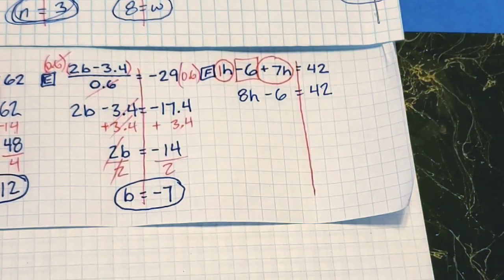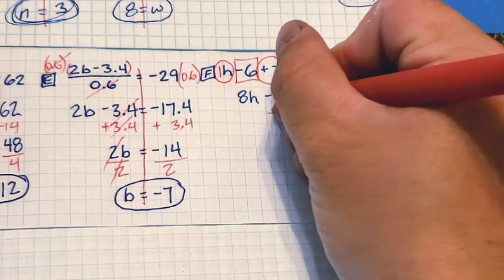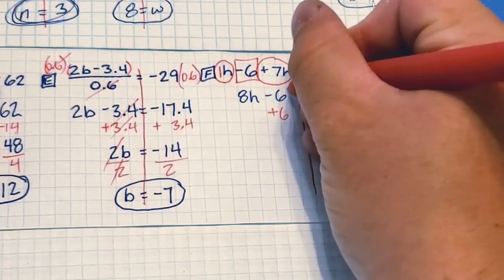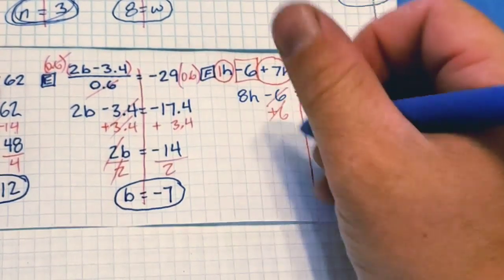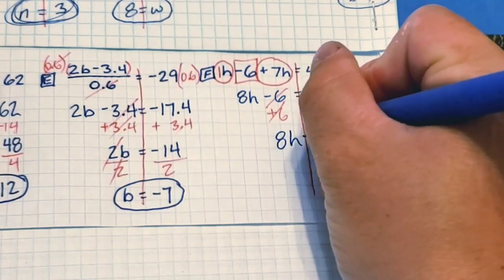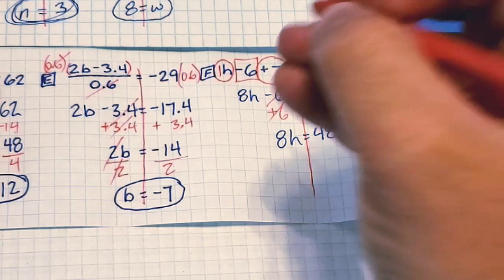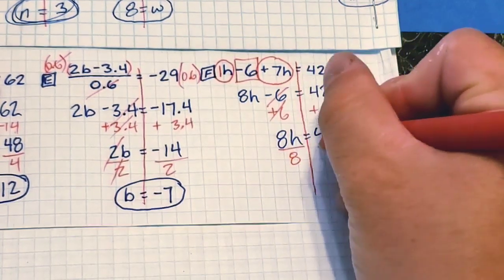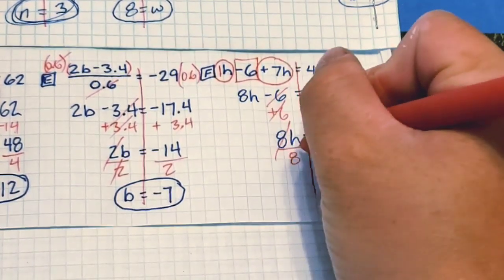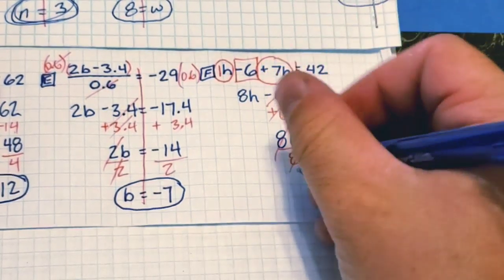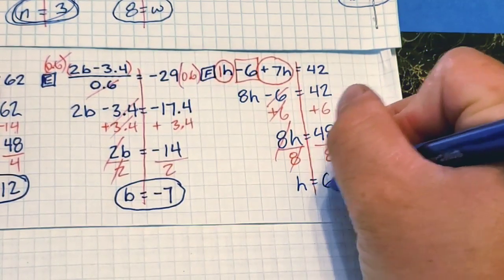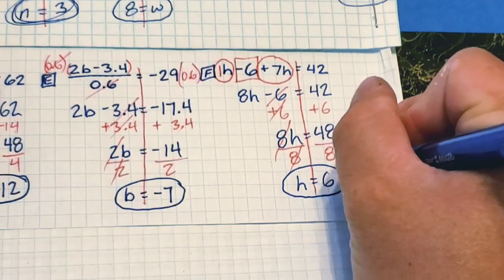Then all that's left is a two-step equation. We're going to add 6 to both sides. That gives you 8h equals 48. Then we're going to divide both sides by 8 so that these will cancel out. That leaves us with h equals 6. Get it? Got it? Good.